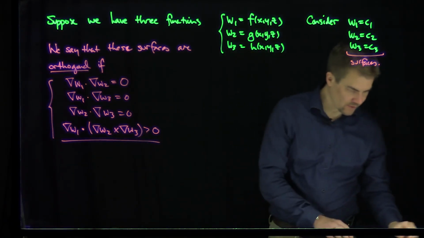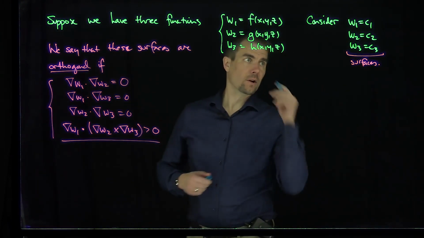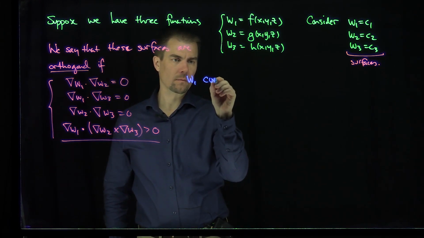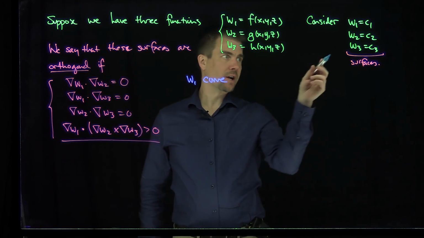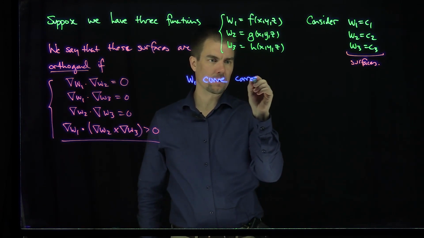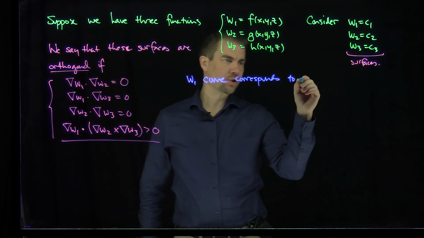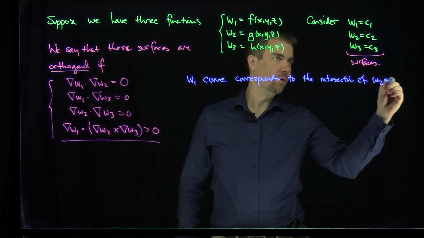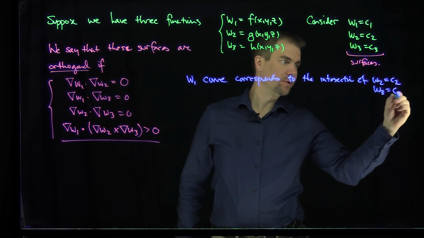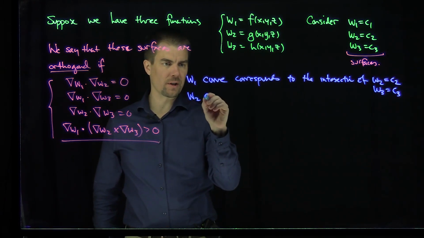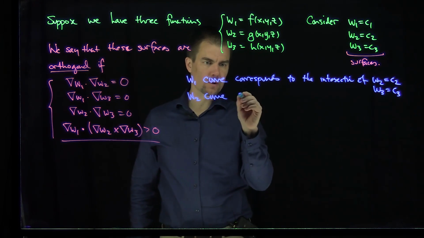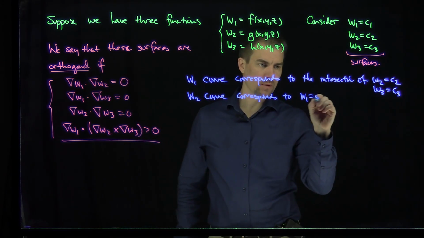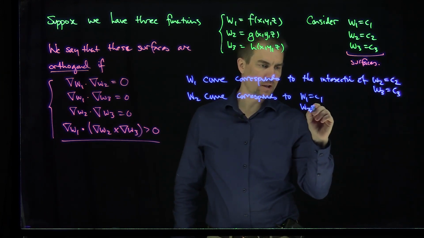And if I'm going to work in the system where these conditions are true, what I can do is look at the coordinate curves, right? I can look at the w1 curve that corresponds to the intersection of w2 equals c2 and w3 equals c3. I can look at the w2 curve in an analogous way. The w2 curve corresponds to w1 equals c1 and w3 equals c3.